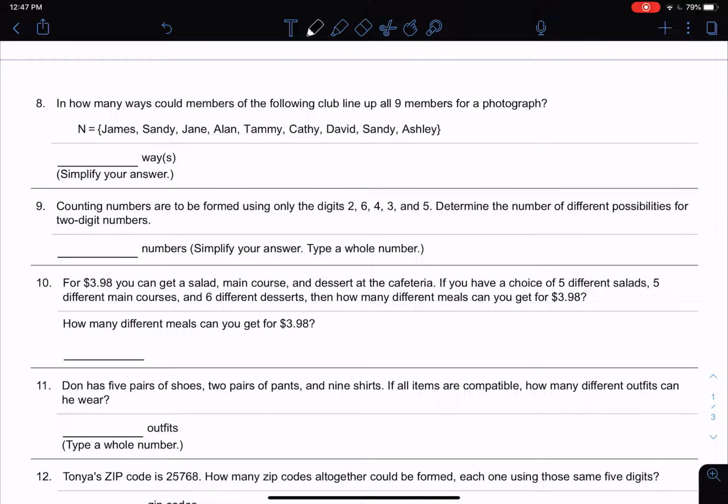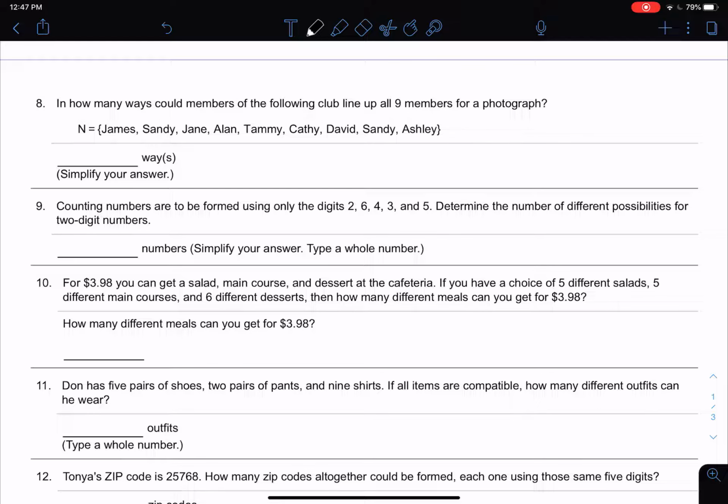And number 8 is also asking for the fundamental counting principle. We can also, by this time you already know combinations and permutations, so you could use those formulas as well. This is: in how many ways could members of the following club line up all 9 members for a photograph?